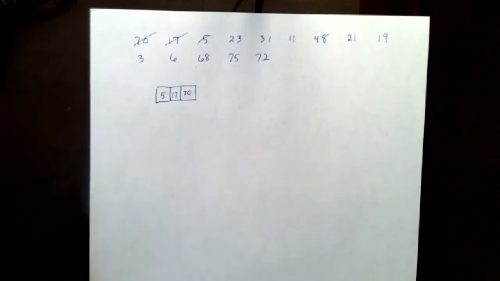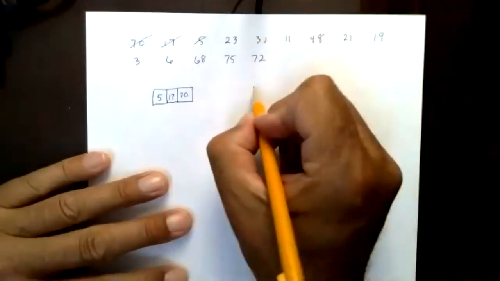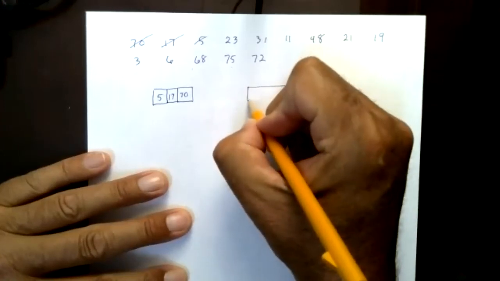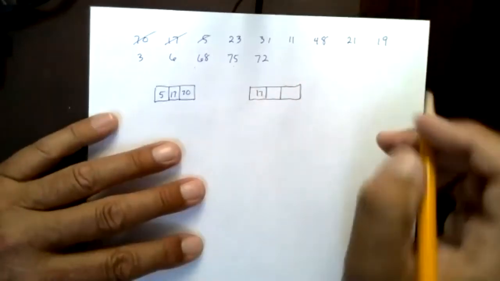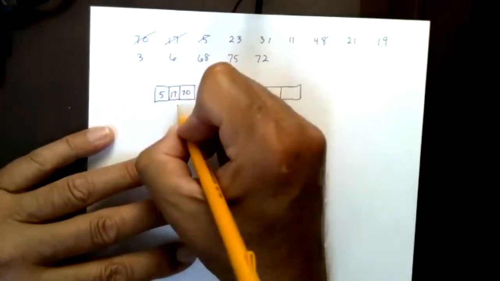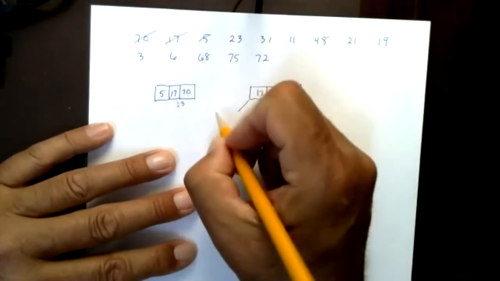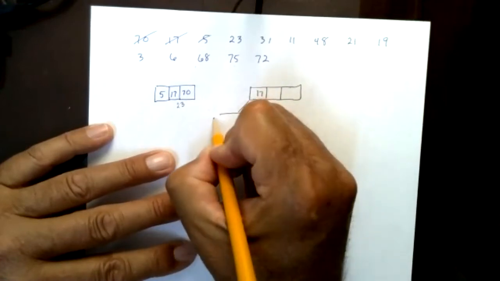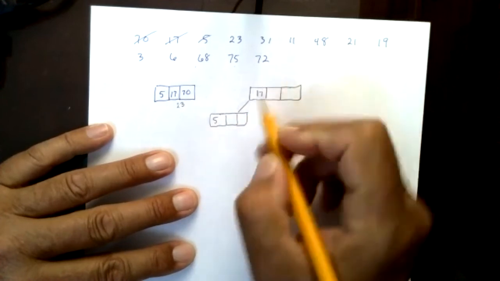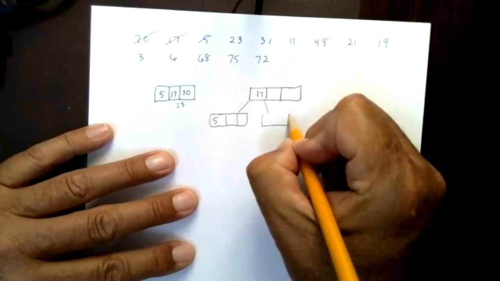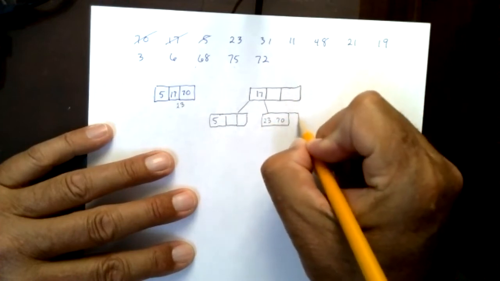23 is going to blow it up. Leaves the middle term. I guess you can see that. I try to put in 23. It's on the right side. So that means here I have a node with just 5 in. To the right, I have a node with the values greater than 17: 23, 70.